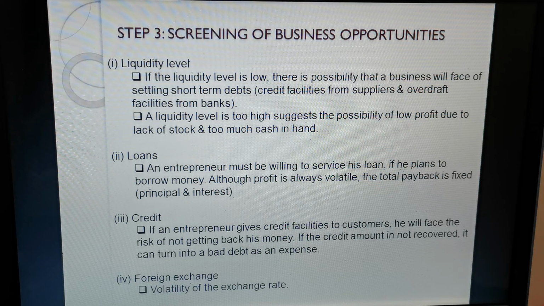The next one is credit. If the entrepreneur gives credit facilities to customers, for example they pay after 30 days of the invoice date, you must know that you will face a risk of getting your money back. If the credit amount is not recovered, it can be turned into a bad debt, or an expense. Foreign exchange: when you import or export, of course there is volatility in exchange rates. Exchange rates fluctuate, for example the US dollar against the Malaysian ringgit, or the yen against the ringgit. It depends on the political and economic situation of that particular country, which will impact foreign exchange.